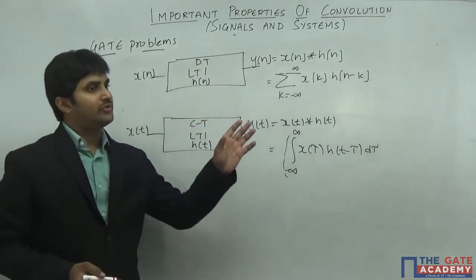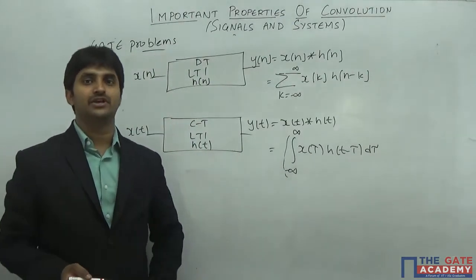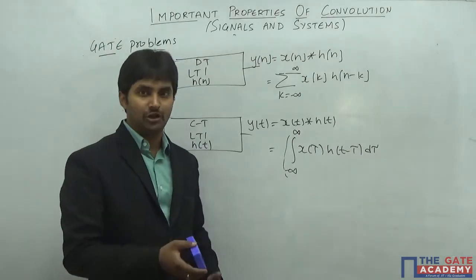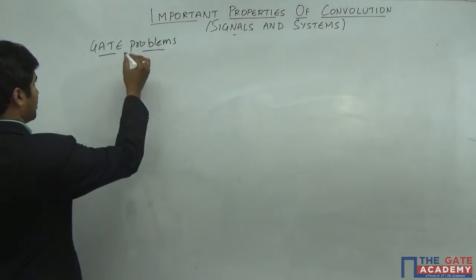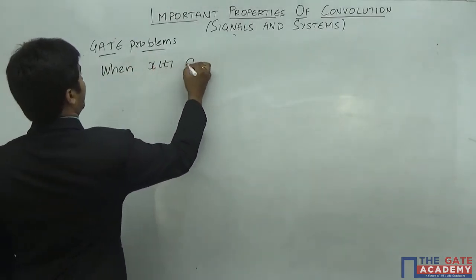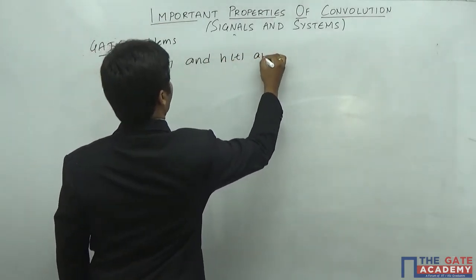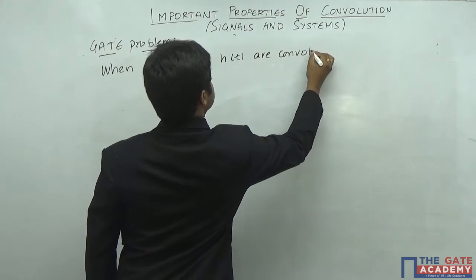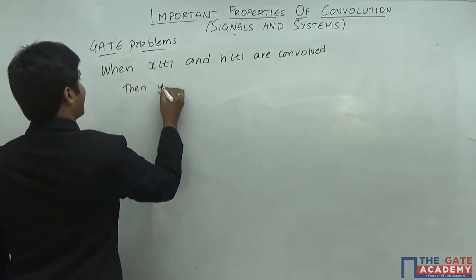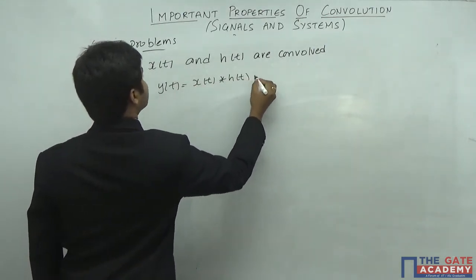Now, whatever important properties we have learned for the discrete time signals, we are now going to do the same for the continuous time signals. Let us see whether the properties are going to be identical or not. So when x of t, which is the input, and h of t, which is the impulse response, are convolved, then y of t, which is equal to x of t convolved with h of t, has the following properties.